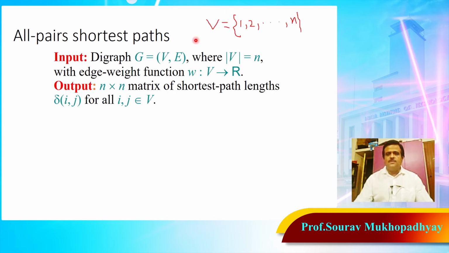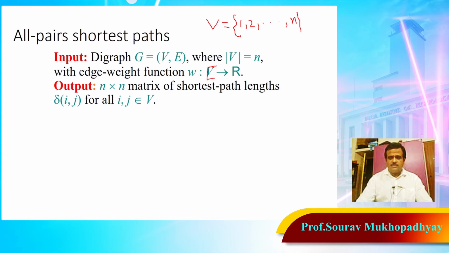Suppose there are n vertices. We can number the vertices 1, 2, 3, so V1, V2, Vn basically. For simplicity we can take 1, 2, 3, so the vertices are numbered 1, 2, 3, 4 up to n. There are n vertices. Now, suppose these are the input. We have a digraph G equals (V, E), where V is the vertex set, and we have an edge weight function W from E to R.